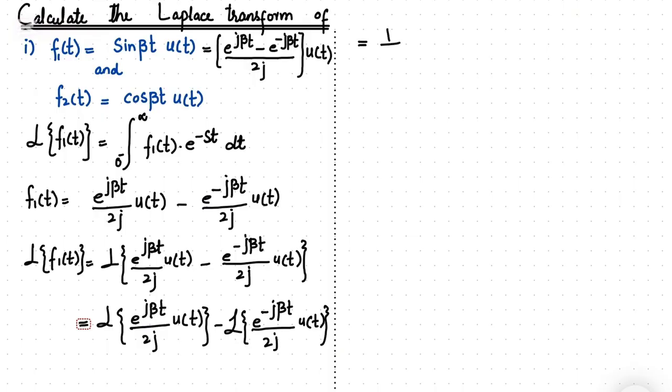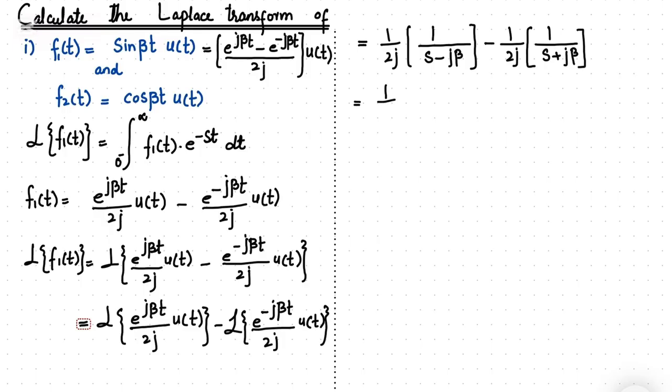We know the Laplace transform of the unit step function, so 1 over 2j as it is, and the Laplace transform of e raised to power j beta t is equal to 1 over s minus j beta, minus 1 over 2j, which is the constant, multiplied by the Laplace transform of e raised to power minus j beta t into u of t, which is equal to 1 over s plus j beta, because we already know how to calculate the Laplace transform of an exponential function.